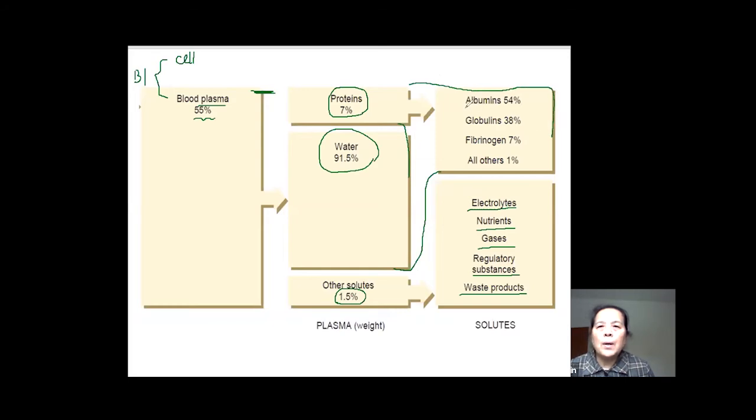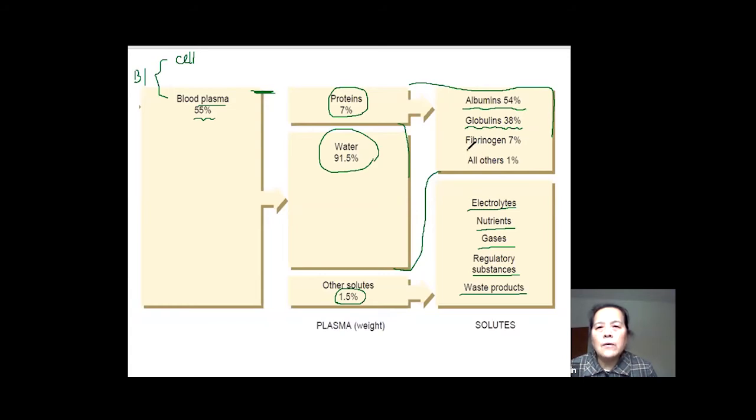So mainly protein, albumin, that's in the blood circulation protein, 54%. Yeah, still mainly part. And then another second big protein is globin. So we have different kinds of protein in the blood circulation.